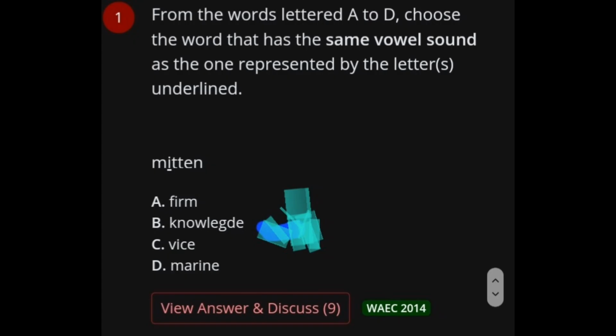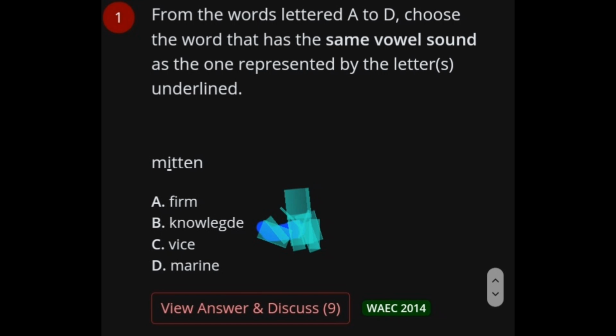Question 1. From the words lettered A to D, choose the word that has the same vowel sound as the one represented by the letters underlined. In the word meeting, a speech sound has been underlined. So choose the word that contains that same speech sound among the options: A, firm; B, knowledge; C, vice; D, marine.